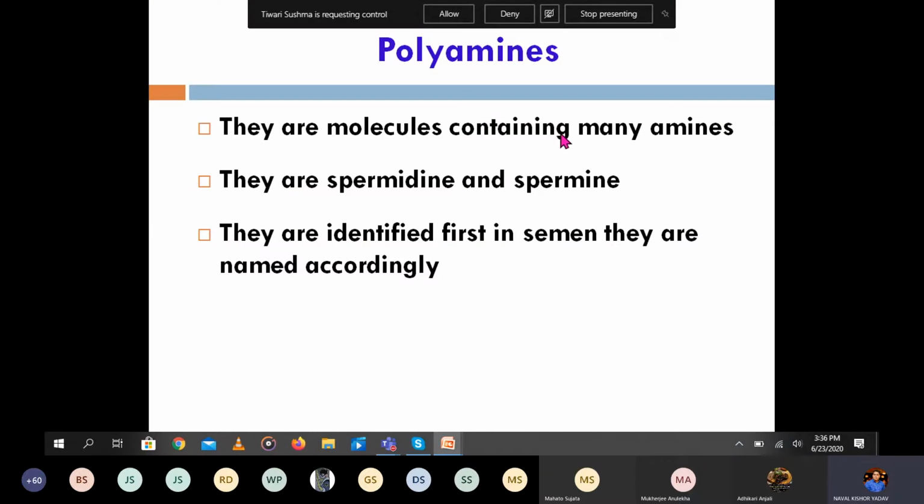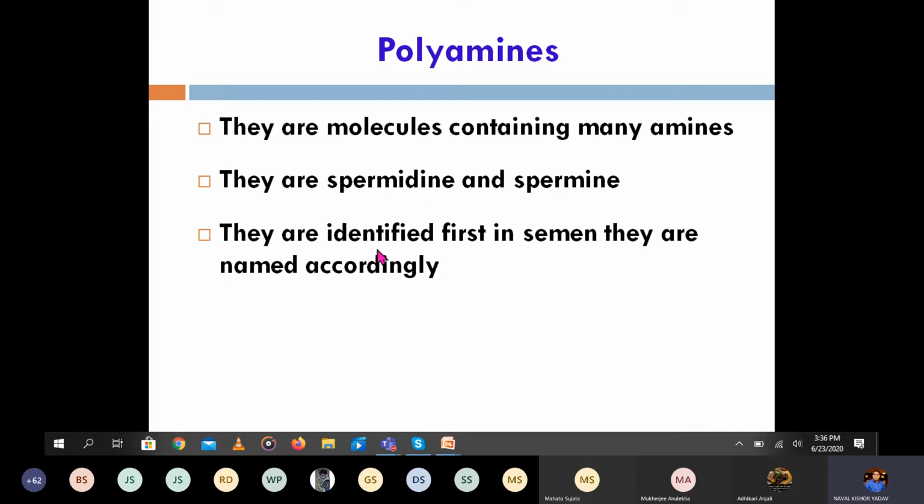First of all, by the name itself we can say polyamines means many amines. The molecules having many amines are known as polyamines. Examples are spermidine and spermine, and some books also mention putrescine. Putrescine is also a polyamine, but spermidine and spermine are the two main ones. They are named spermidine and spermine because these polyamines were first identified in the semen.